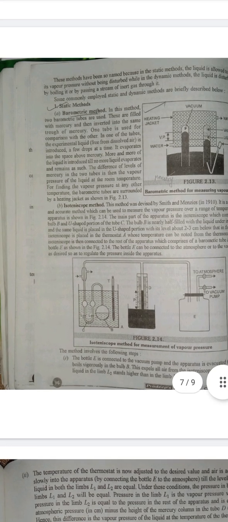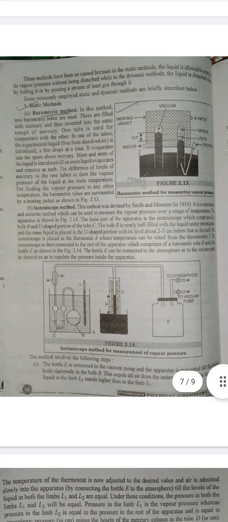2.7.3 Measurement of vapor pressure. The various methods used for the measurement of vapor pressure are generally classified into two categories. One is static methods and the second one is dynamic methods. These methods have been so named because in the static methods, the liquid is allowed to establish its vapor pressure without being disturbed, while in the dynamic methods, the liquid is disturbed either by cooling it or by passing a stream of inert gases through it. Some commonly employed static and dynamic methods are briefly described below.